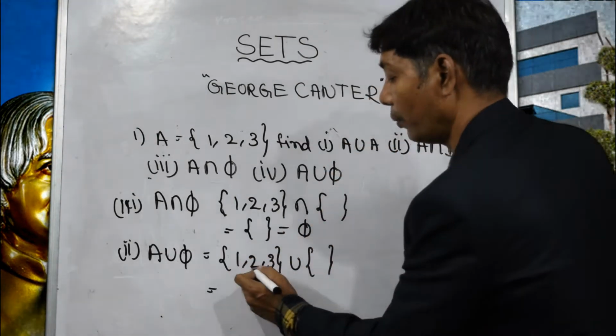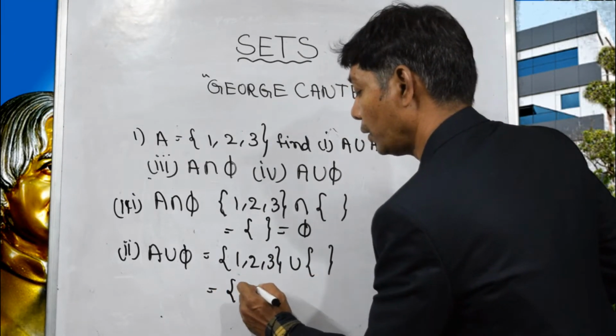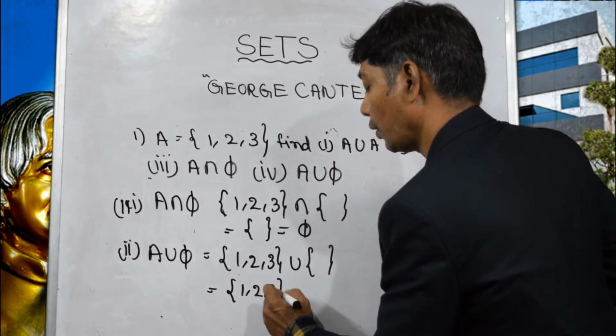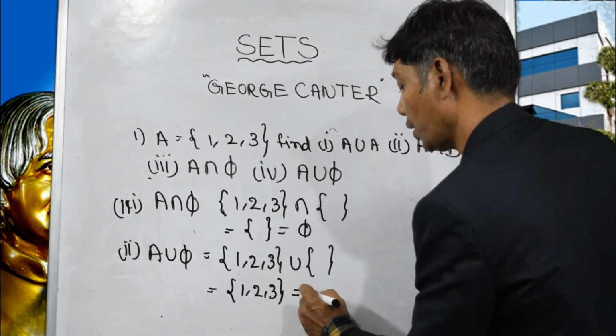That's why, how many elements are there in the first set? 1, 2, 3. You can write 1, 2, 3. It is not necessary to write common elements again. That's why we get A.